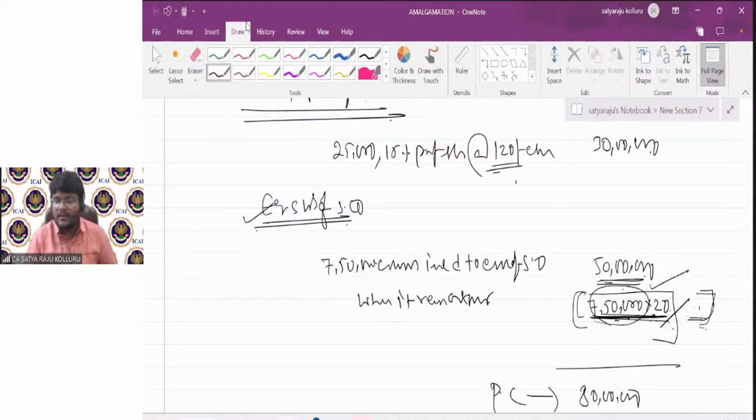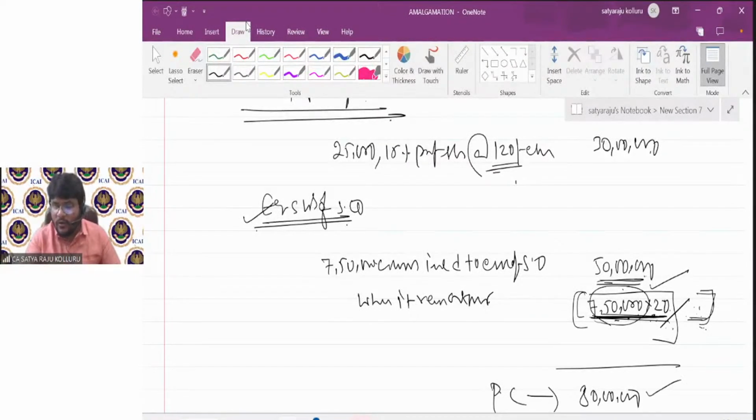Tell me, anyone? How much is it worth? 1.5 crore. 7,50,000 into 20, which is equal to 1.5 crore. Then 1.5 crore plus 30, which is equal to 1.8 crore, is the PC.